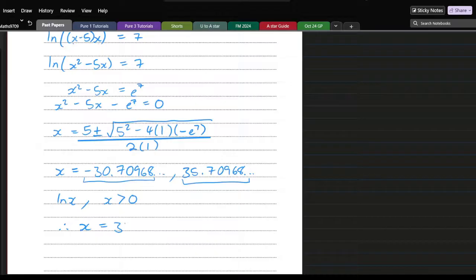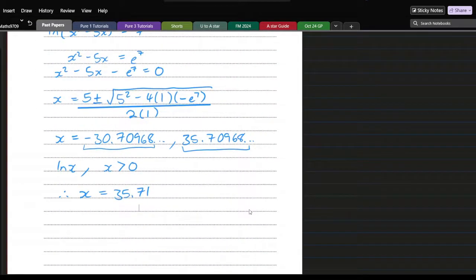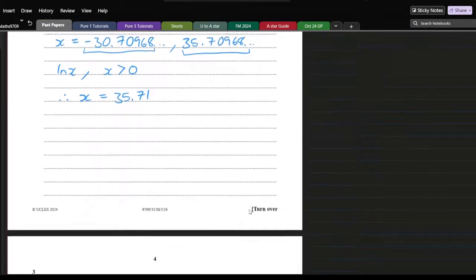So that's 35.71. I believe they wanted 2 decimal places. Yes. So our final answer would be x is 35.71.